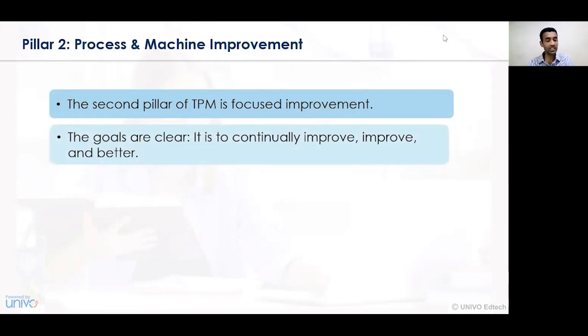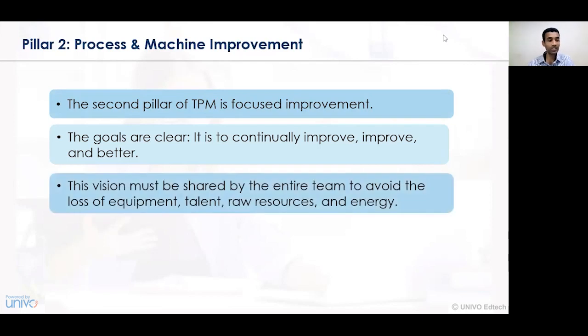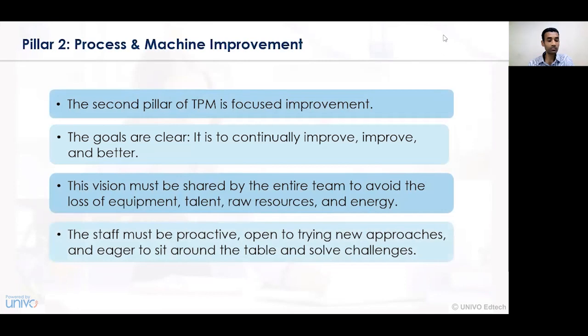In this particular case, or in the second pillar, the goals of the organizations are very clear, and it is always aiming to continually improve, and improve in a better consideration. So process and machine improvement, that is, how do we improvise a particular process? How do we improvise the assembly line? How do we improvise a particular machine? How do we improvise a particular work culture environment and so on? So it is continuously focusing on the improvement as the major consideration. So continuous improvement is the consideration that is being undertaken in the second pillar of TPM.